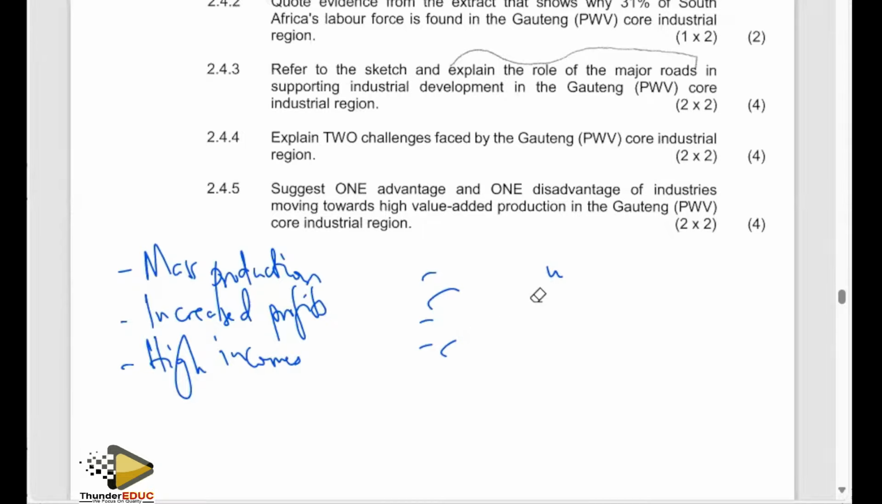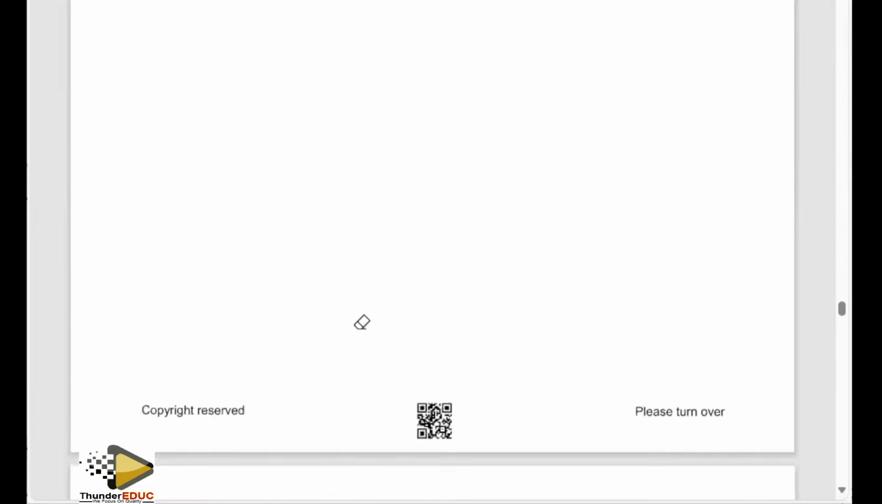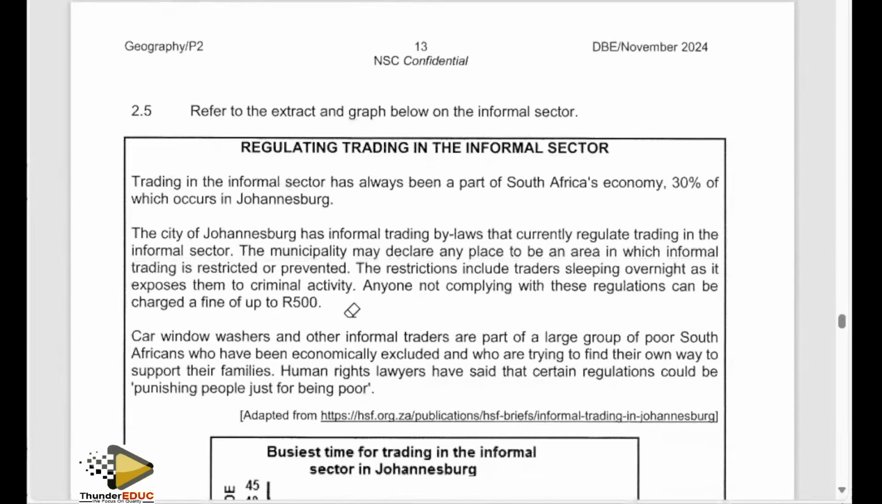Right. So we cannot limit ourselves to that. There are lots. You can also talk of reduction in the prices of products. It's an advantage. Because of mass production, it will also mean that the prices are going to decline, which will make products affordable on the side of the advantages. Right. We go on to question number 2.5.